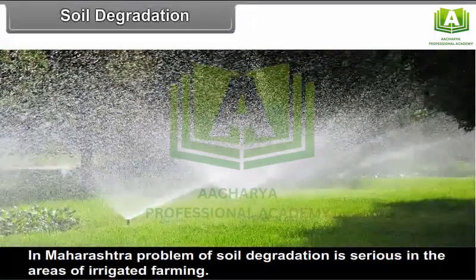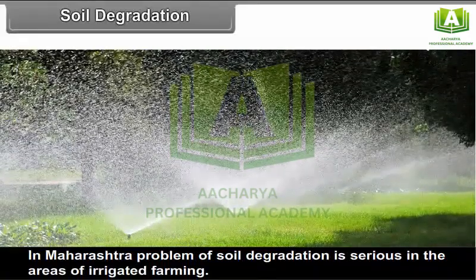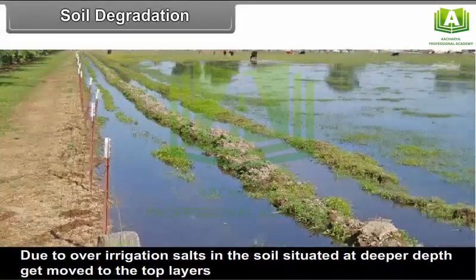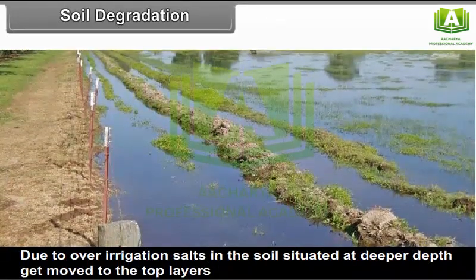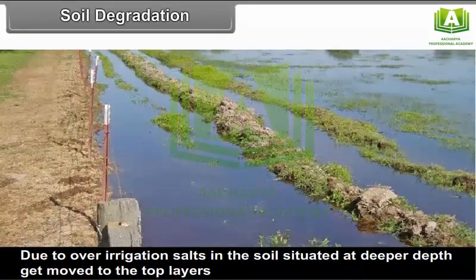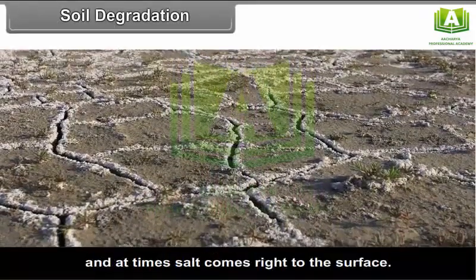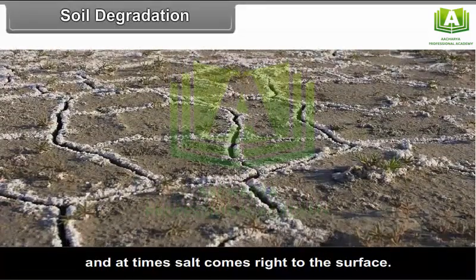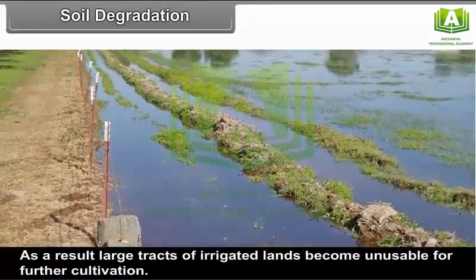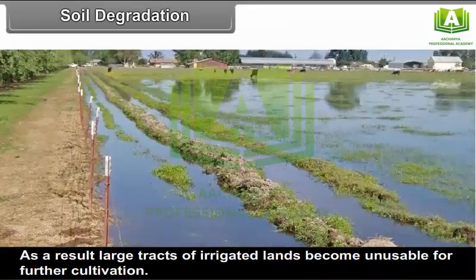In Maharashtra, problem of soil degradation is serious in the areas of irrigated farming. Due to over-irrigation, salts in the soil situated at deeper depths get moved to the top layers, and at times salt comes right to the surface. As a result, large tracts of irrigated lands become unusable for further cultivation.